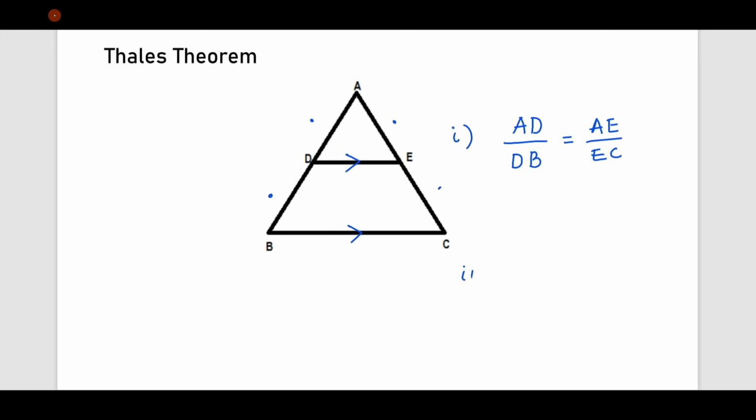You can write it in another form as AD by the whole side, that is AB. This is the corollary of Thales theorem. AD by AB equals AE by AC. So these two can be used for solving. In a triangle, if a line is drawn parallel to one side of a triangle to intersect the other two sides at distinct points, the other two sides are divided in the same ratio. That is AD by DB equals AE by EC or AD by AB equals AE by AC.